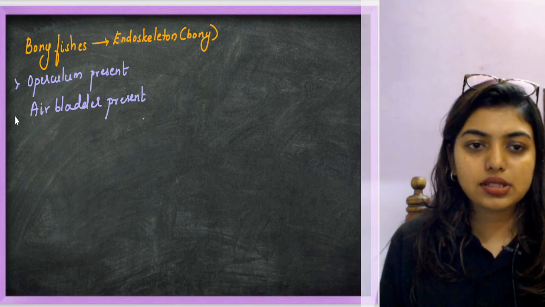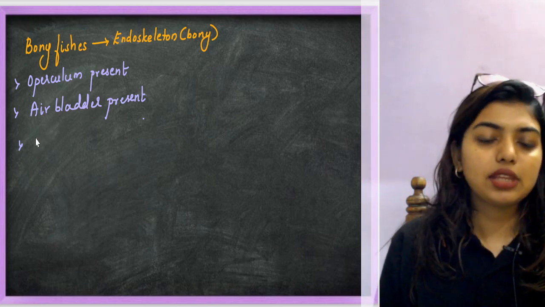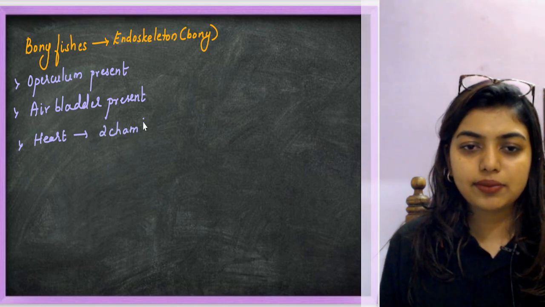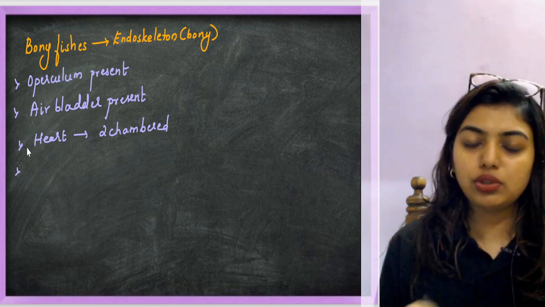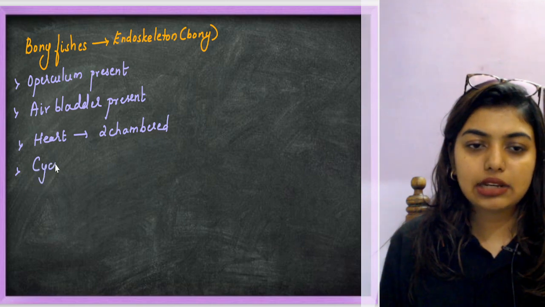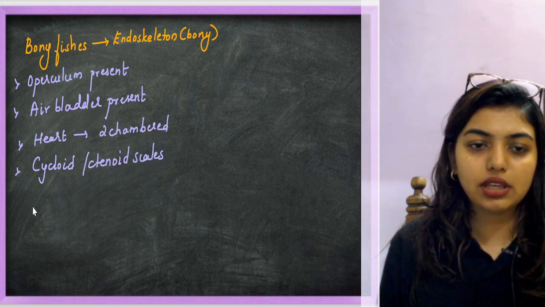Then what, students? Then they have a streamlined body, same thing. Heart is two chambered. That you will study in body fluids and circulation. Then bones, all of you know that bony fishes are there. Then important, cycloid. They have cycloid, or we call it ctenoid scales. Ctenoid scales present all over their body.